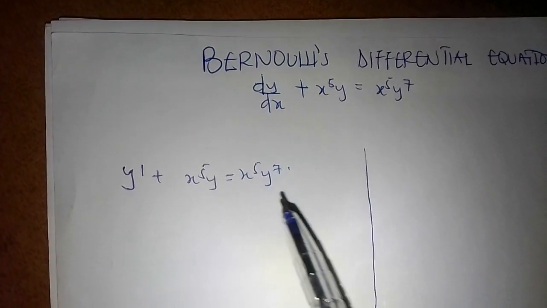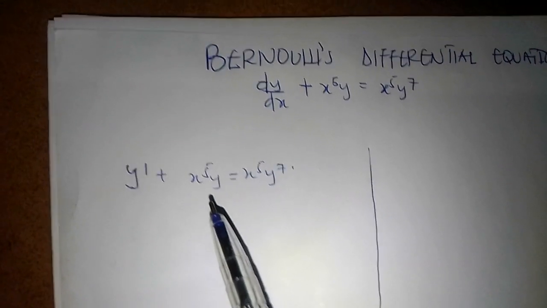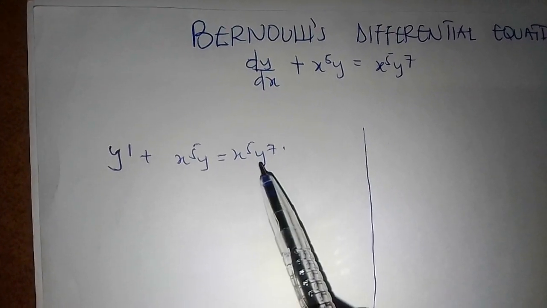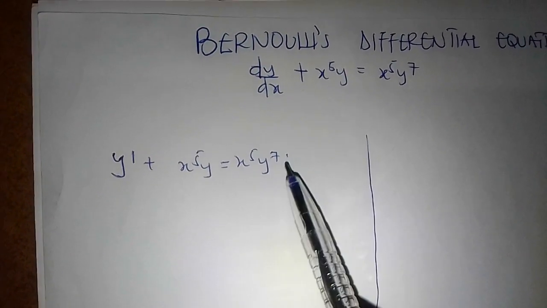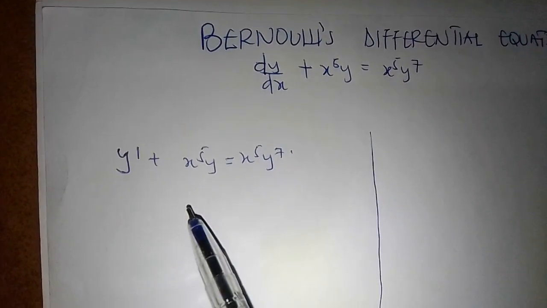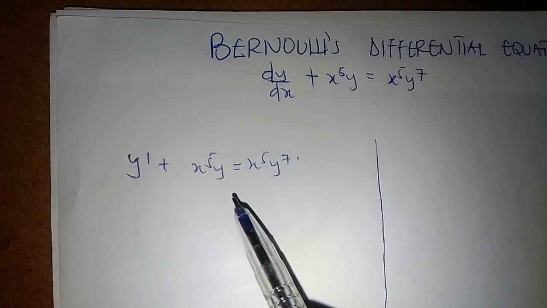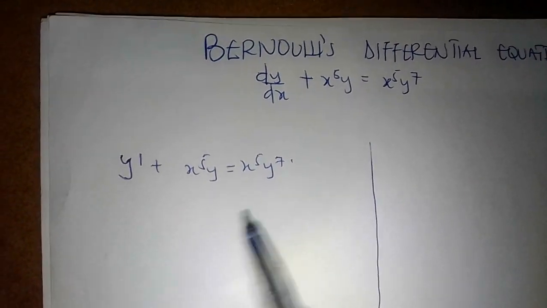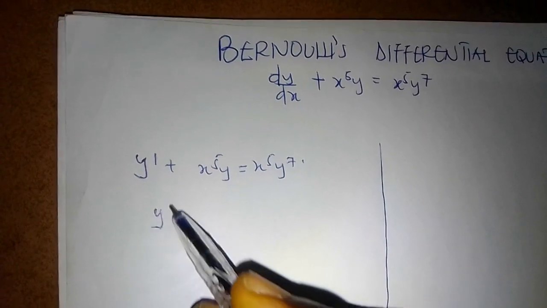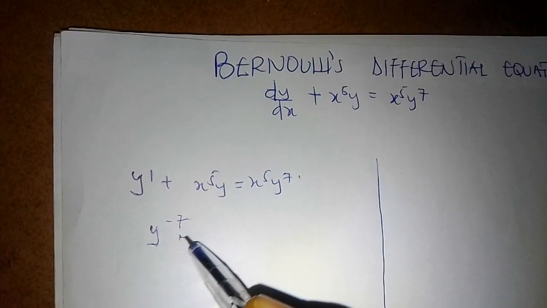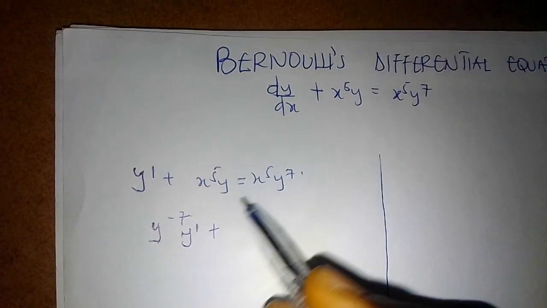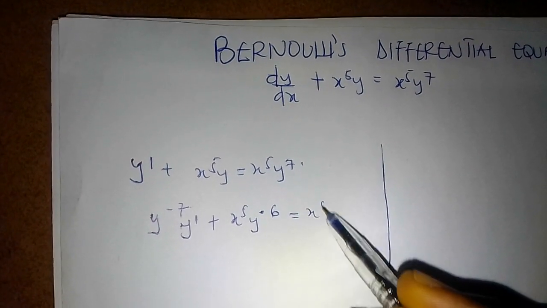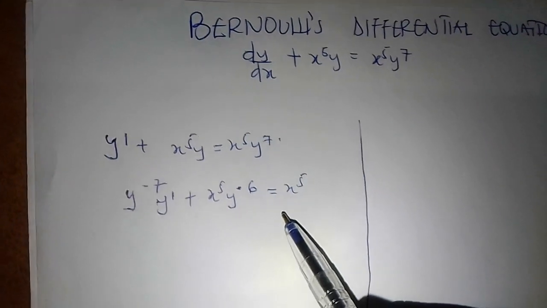So a Bernoulli differential equation is a form of first order linear differential equation where the g of x here, the function here, is being multiplied by the dependent variable to another power. So let's see, the first approach to solving a Bernoulli differential equation is by dividing through by y to the power 7, and that is going to give us y to the power negative 7 y prime plus x to the power 5 y to the power negative 6 is equal to x to the power 5, and this is simple algebra.